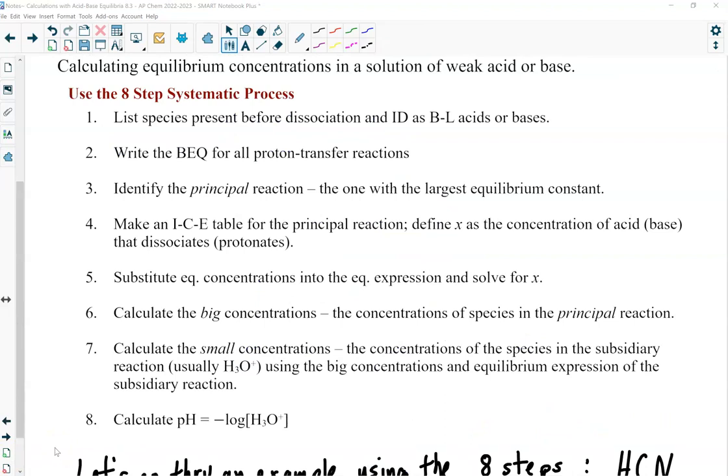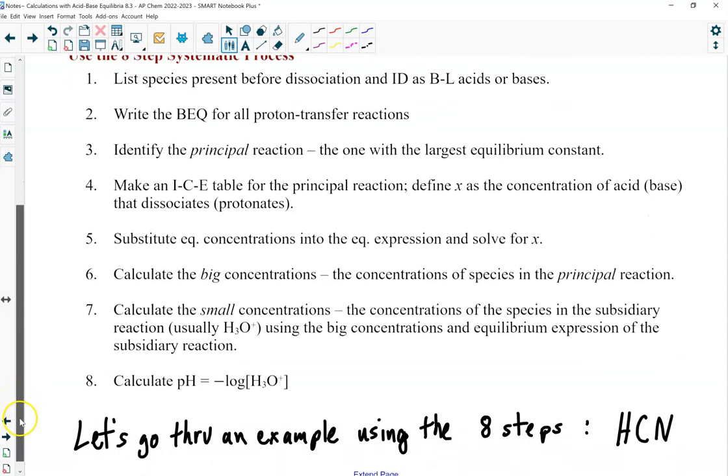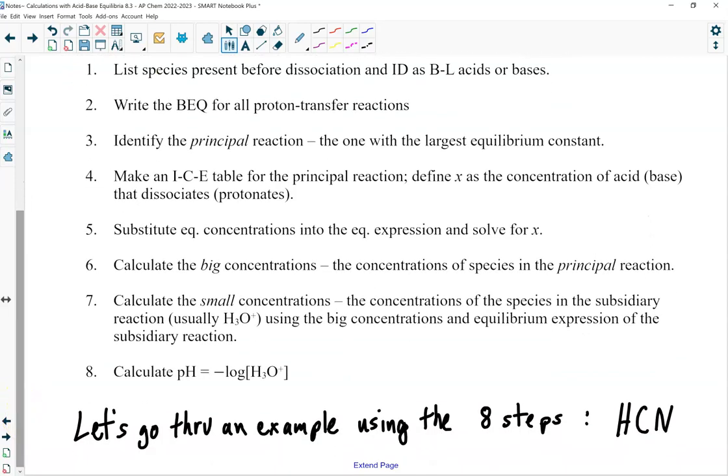Now we're going to look at the second application, which is calculating the equilibrium concentrations of hydronium, or in this case hydroxide if it's a base, given the Ka. Again, there's an 8-step process that you want to go through, and we are going to go through these 8 steps one at a time, using the example of HCN being dissolved in water.